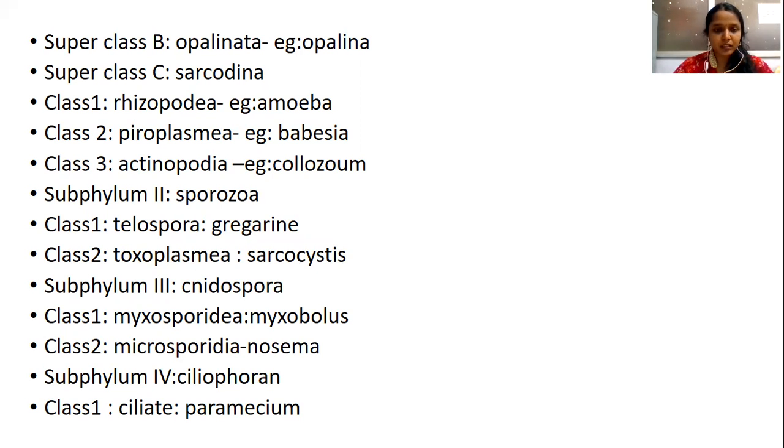So the shape of the pseudopodia is like acts, and here also the individuals are usually free living or sessile individuals. In case of these individuals, reproduction happens by both sexual and asexual modes. So the next subphylum is the Sporozoa.